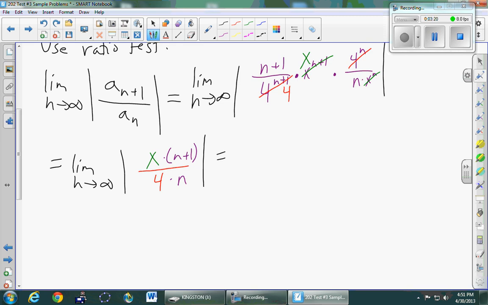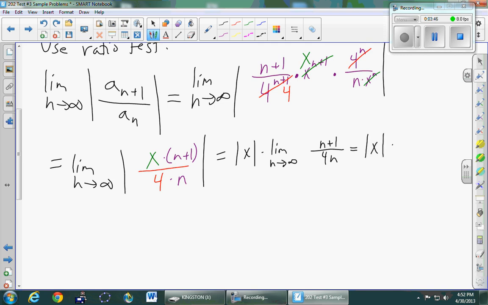Next thing, as far as this limit is concerned, the variable is n, which means that x is a constant, and constants can come out front. Constant multiples can come out front of limits. Still in the absolute value, though. And then we'll copy the other parts here. So it's (n plus 1) over 4n. Don't need absolute value anymore because everything there is positive. And I'm hoping we can do this limit without too much difficulty.